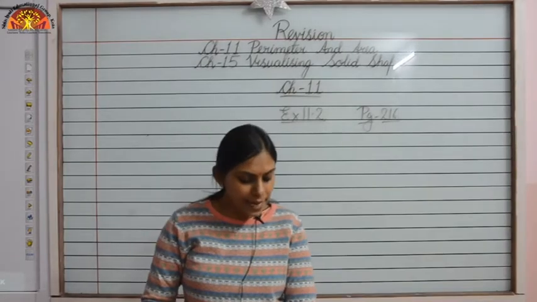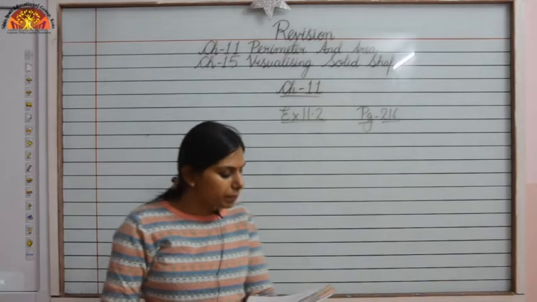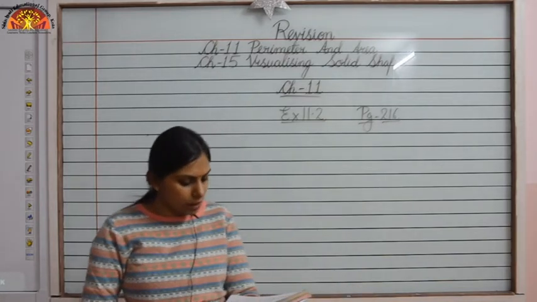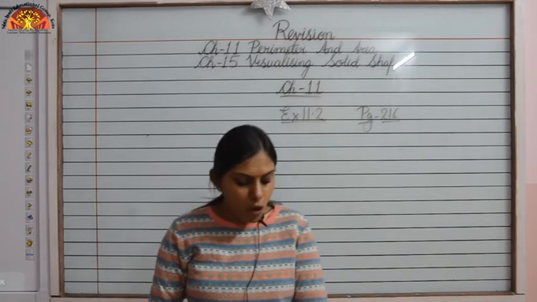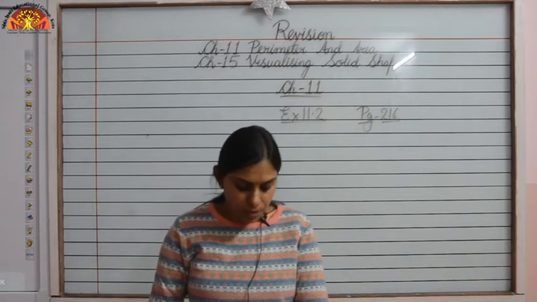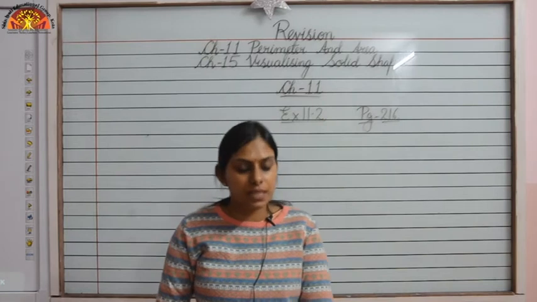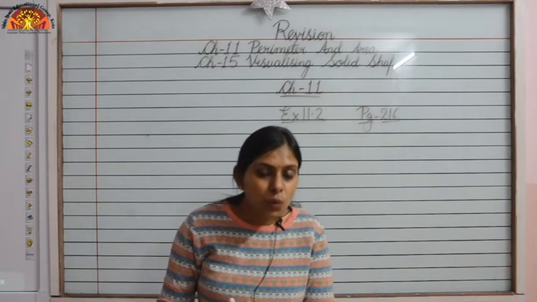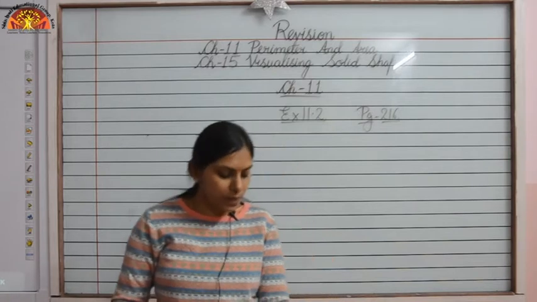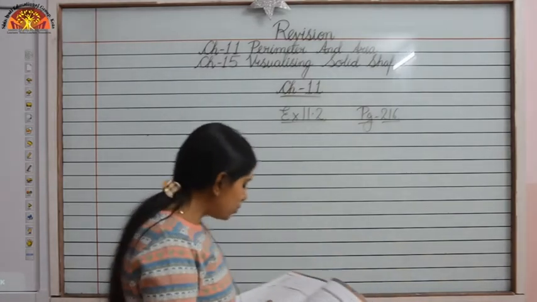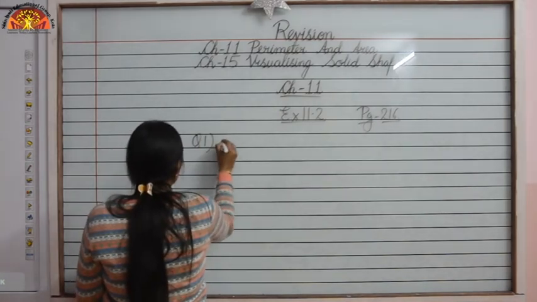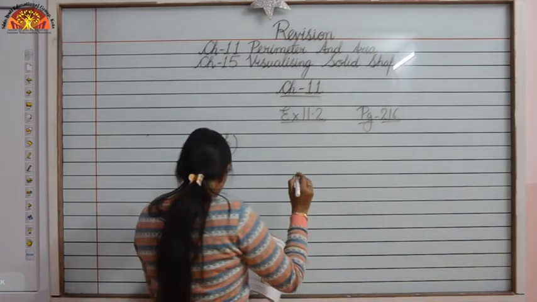Now just see children, exercise 11.2, that is on page number 216. Just see question number 1. Find the area of each of the following parallelograms. So children, the figure of a parallelogram is given to you and you have to find its area. As you know, area of a parallelogram is equal to base into height. So just see question 1, B part, figure is given to us.